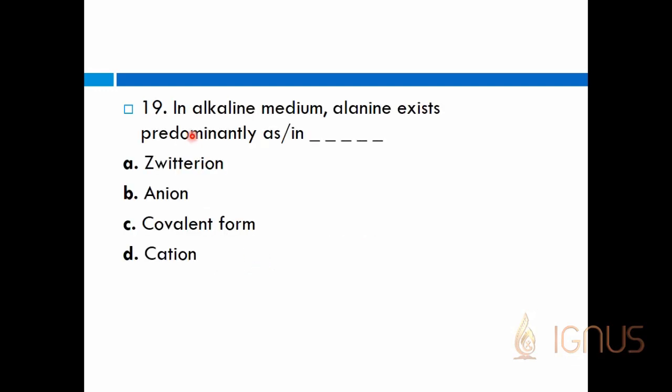Question number 19. In alkaline medium, alanine exists predominantly as option A, zwitterion, option B, anion, option C, covalent form, and option D, cation. Find the best answer.